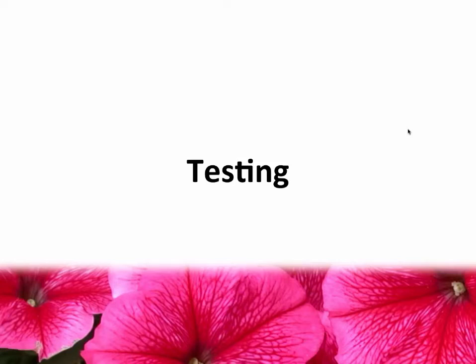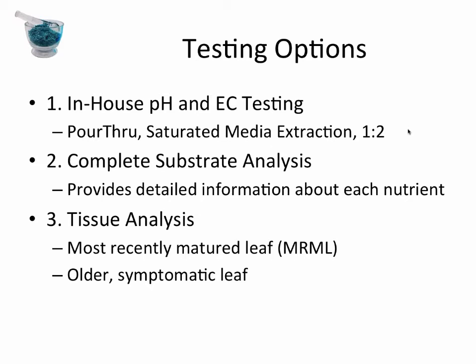As for testing procedures, the easiest thing to do is an in-house pH and EC test. It doesn't matter if you're doing the pour through, the saturated media, or the 1:2. They all report the pH in the same way. It's only the EC that varies. You also ought to keep track of whether all the nutrients are in balance with the plant, just to make sure everything is going as planned. That's where a complete substrate analysis would be a good idea to use.